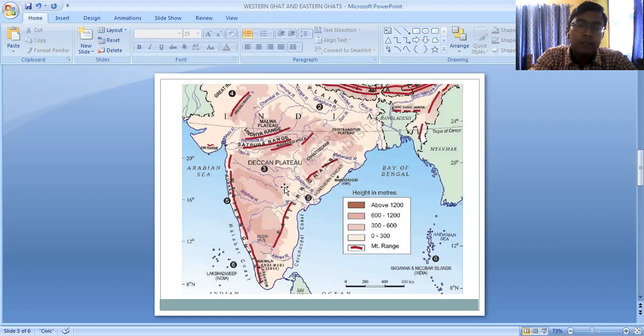And if we talk about the entire peninsular plateau, the Anaimudi is the highest peak of the peninsular plateau. The Doda Beta is the second highest peak, and Mahendragiri is the third highest peak of the peninsular plateau region.